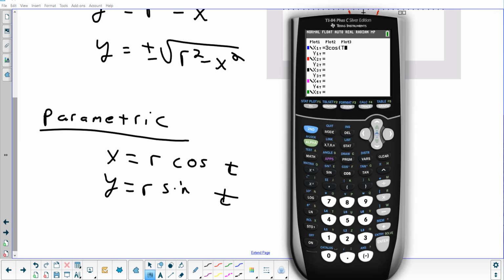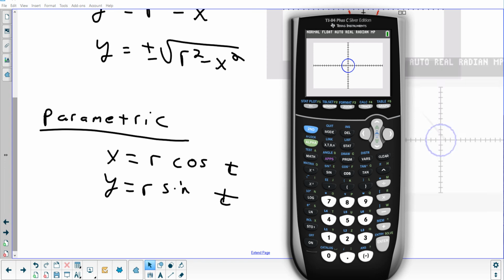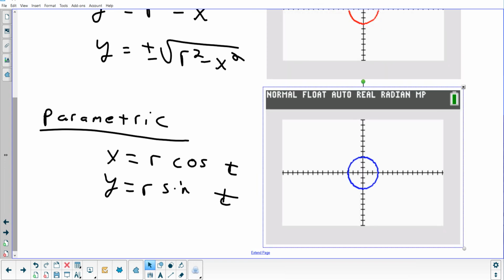But that's t, because it's parametric. So 3 cosine t and 3 sine t. All right, my window should be the same as what I did before. Hit graph. There you go. So that looks a little better than the last one. I don't have to draw 2 separate halves. And I think the equation is a little bit simpler. It uses trig, but at least you don't have to do like a y1 and a y2 separate. It's just one system of parametric equations.